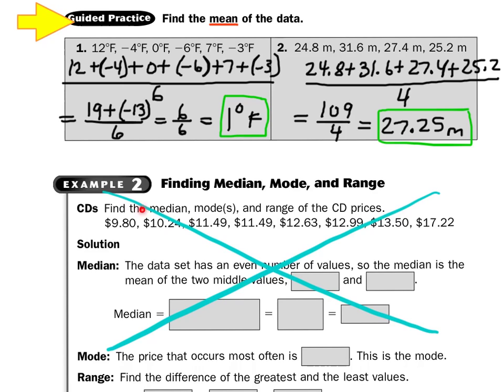And then lightly cross out example 2, but this is where you're going to put the movie clue later, okay, next to example 2.